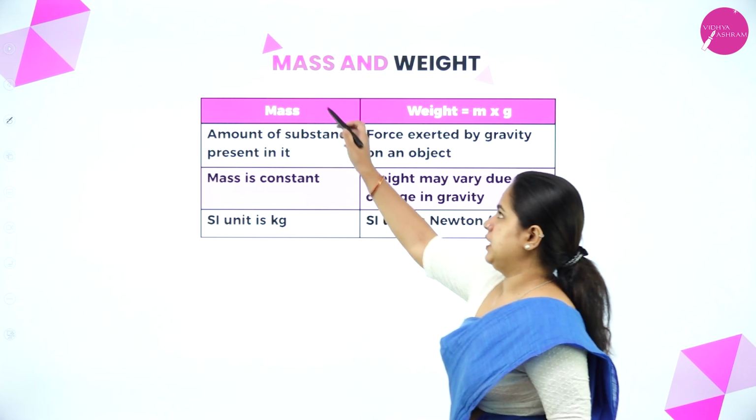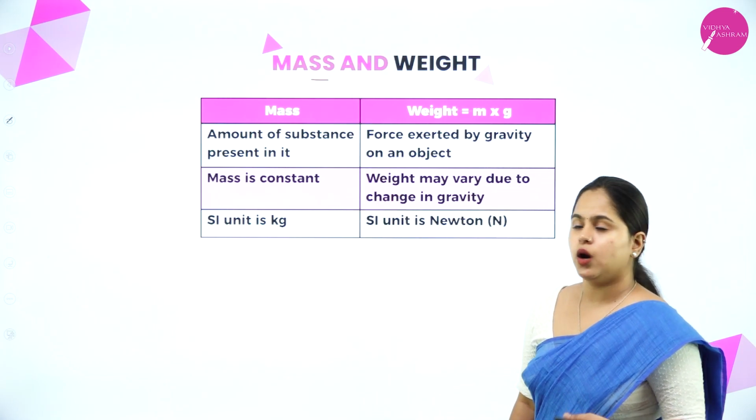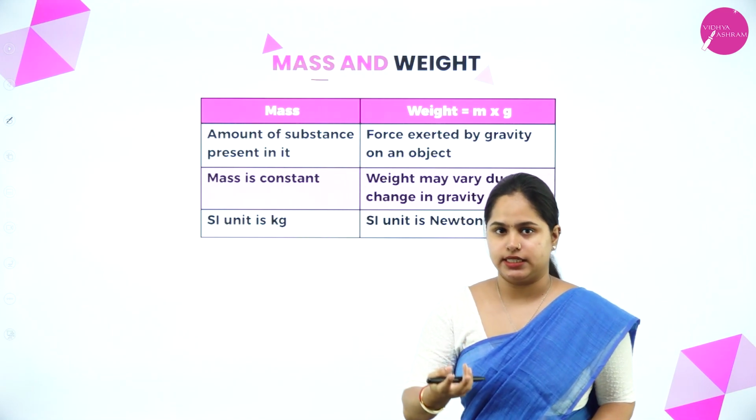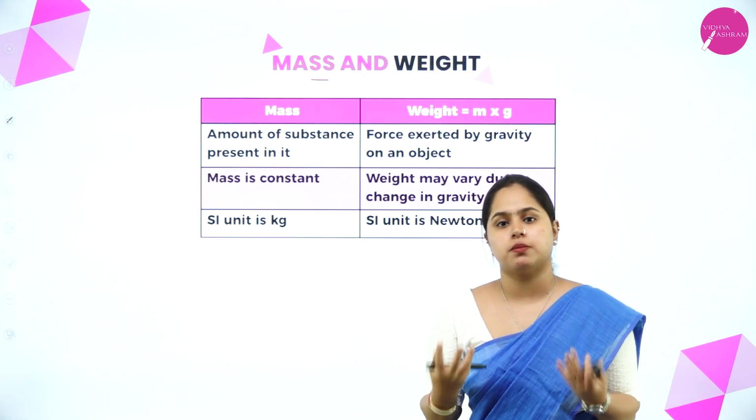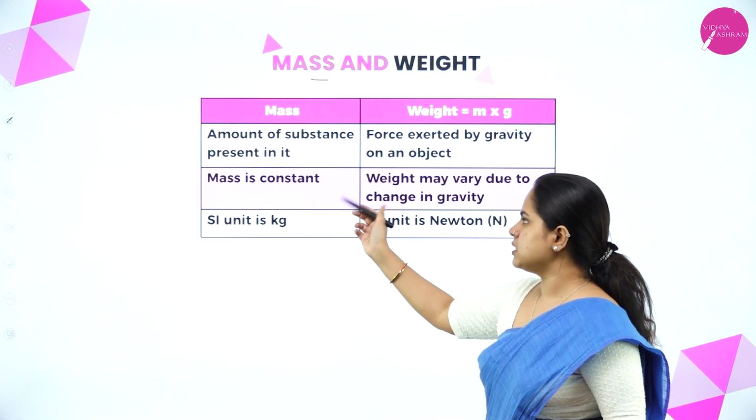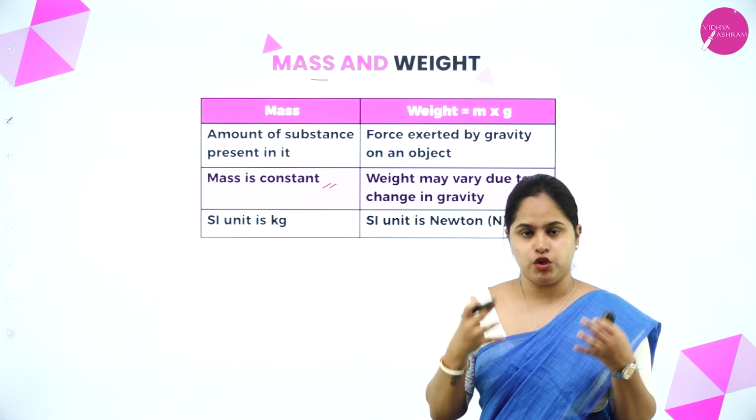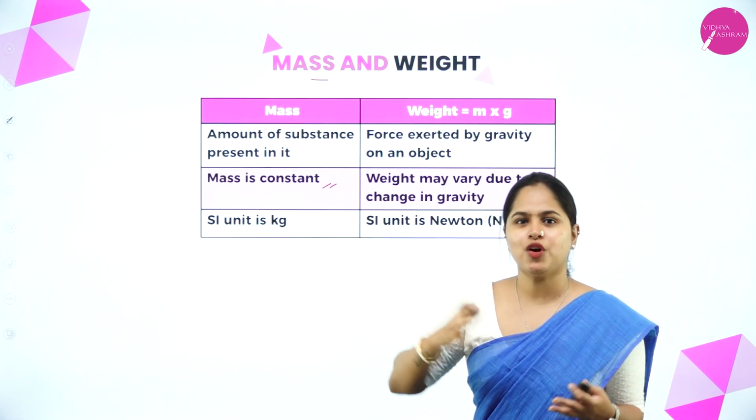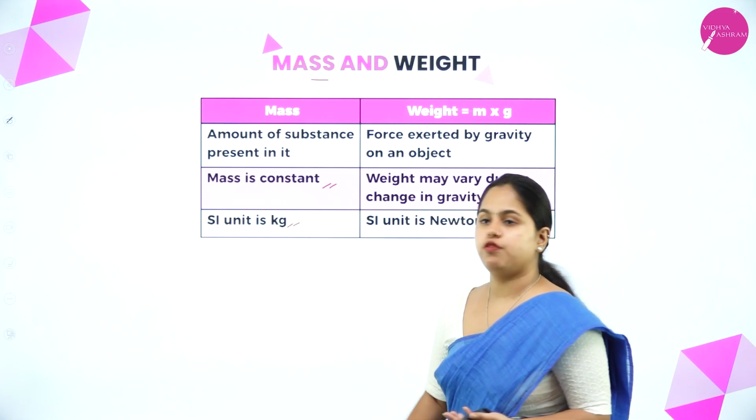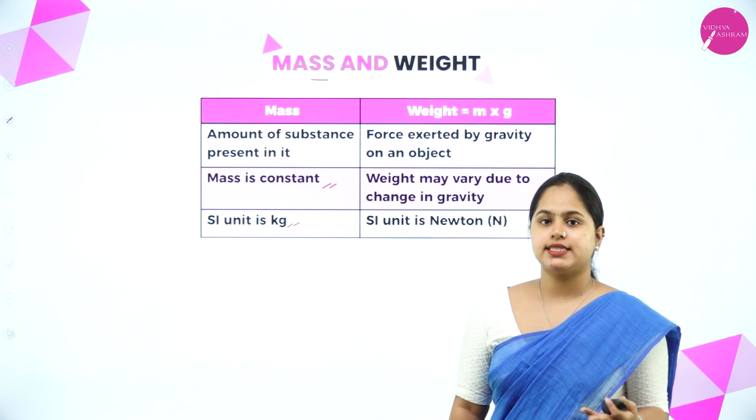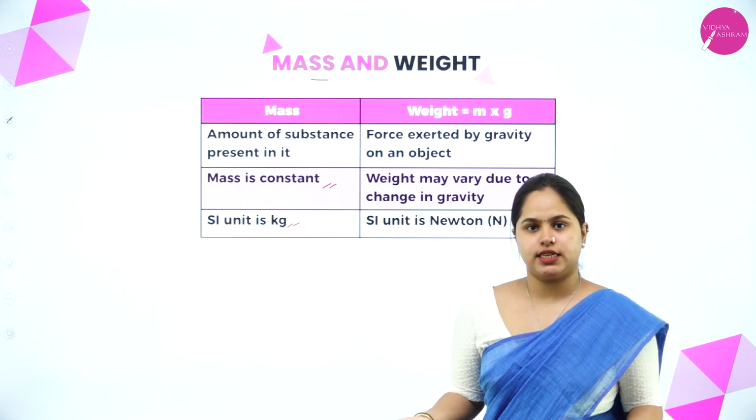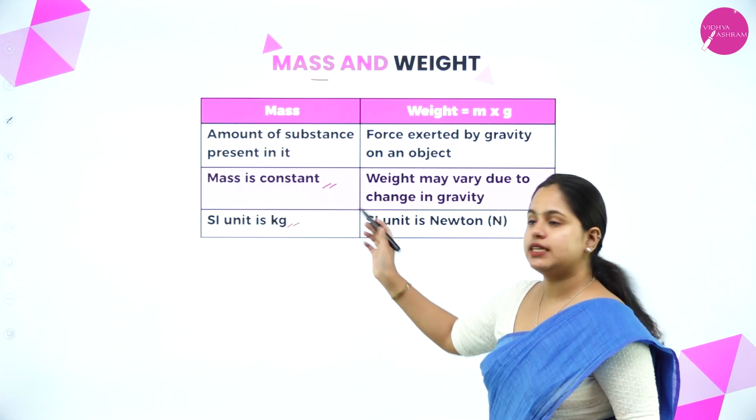Now, let's begin with mass. Okay. Now, what is mass? Mass is the amount of substance present in it. So, in a matter, the amount of substance that is present in the matter is defined as your mass. Now, the mass is a constant value. Even if you are on Earth or you go to Moon, your mass will be same. The mass is a constant. And the SI unit of mass is kilogram. As I said, it can be measured in grams or milligrams or any units as such, but the SI unit for it is kilogram.